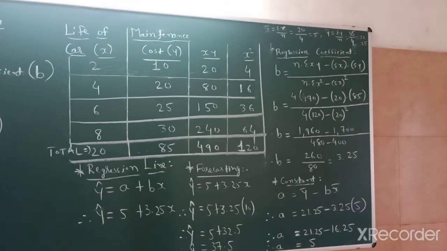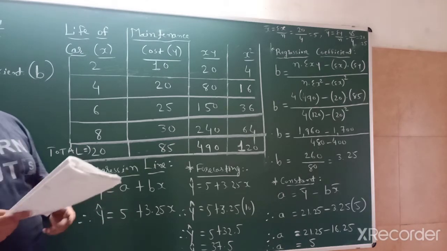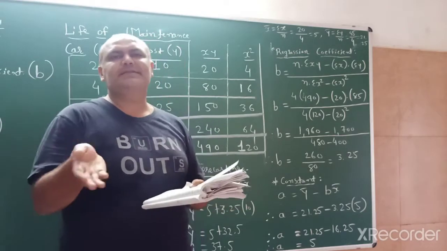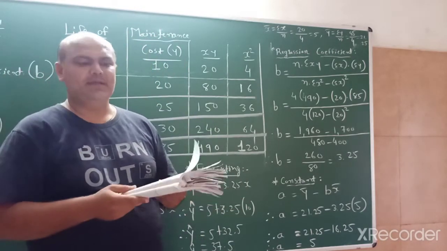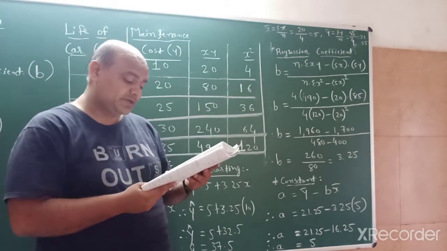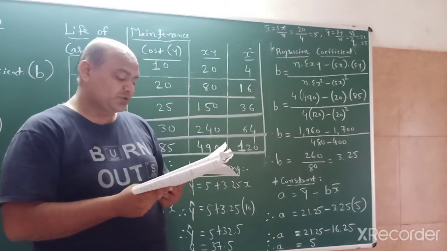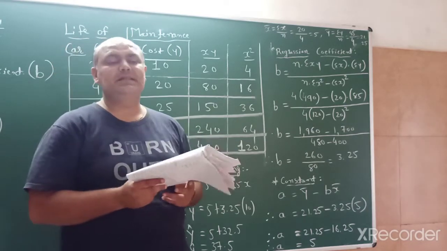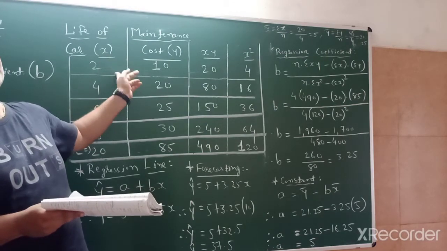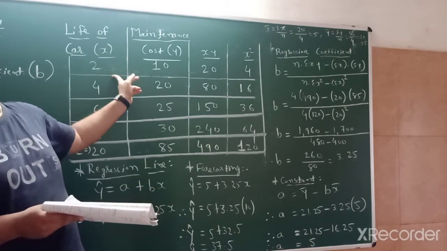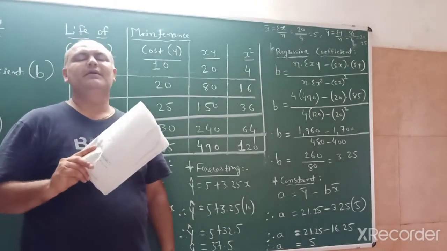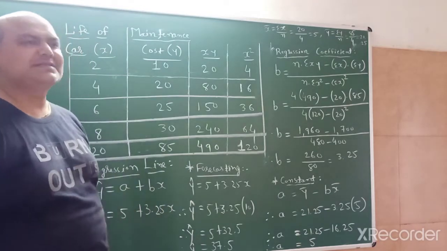Now fourth step, that is step of forecasting. Forecasting means if they ask that the value of x is this, then find the value of y. For example, in this particular sum they ask at last, reading the question, estimate the maintenance cost if the life of a car is 10 years. Life of a car is 10 years means x is equals to 10 now. So the fourth step is required and the fourth step is called forecasting.